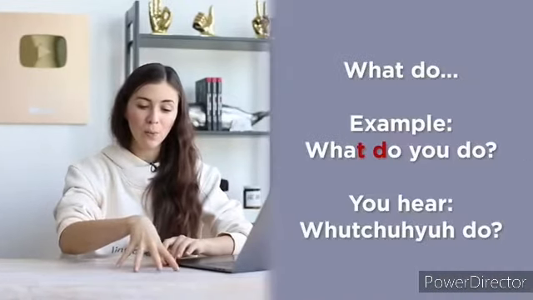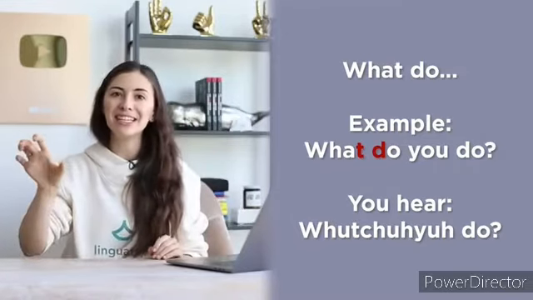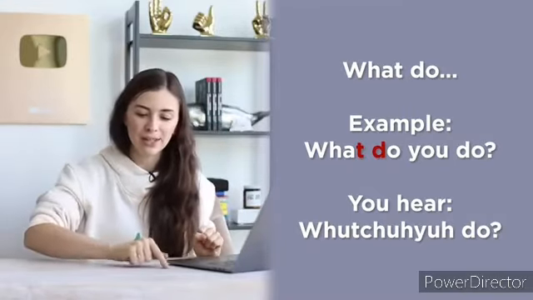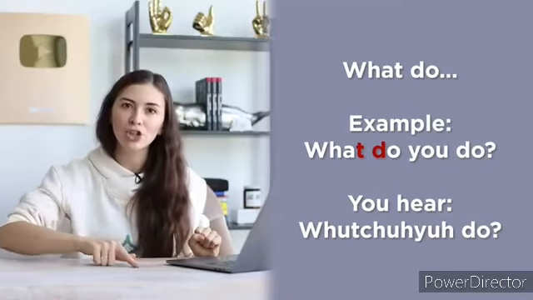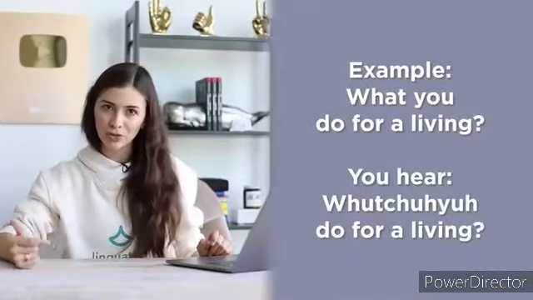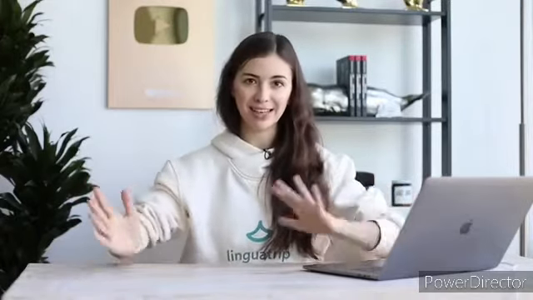And another thing that you might have noticed, when we say "what do," we have T at the end of the word "what," and we have D at the beginning of the word "do." We kind of invent a new sound here. Instead of saying "what do you do," we say "whachu do." So there is a sound "ch" which appears in the middle. Again, this is a way to make your speech smoother, and this is what all native speakers do. For example, "whachu do for a living?"